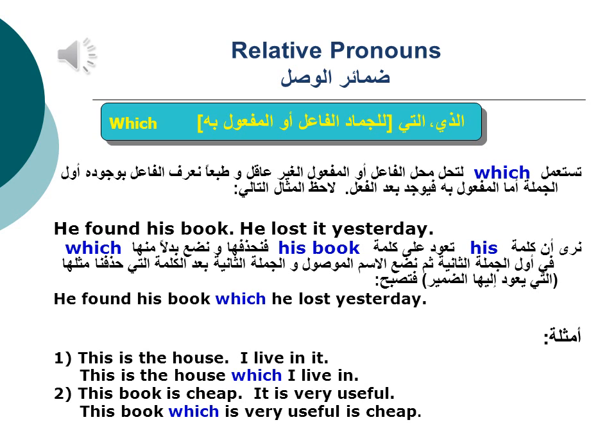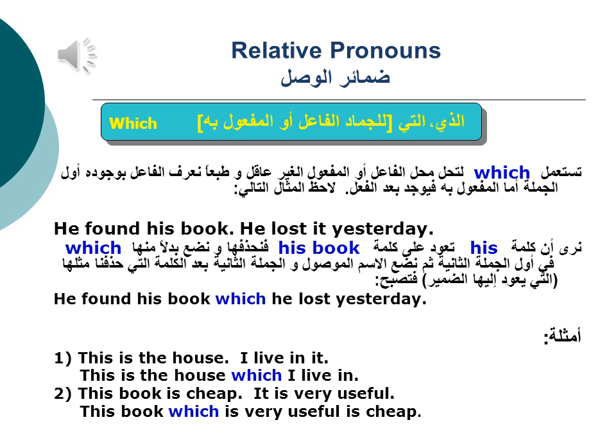The relative pronoun which is used to refer or to replace either the subject or the object in the second clause. It is used to refer to either people or things. Look at this example showing you how which joins the two sentences. He found his book. He lost it yesterday. So we say he found his book which he lost yesterday. Read the information in Arabic, please.